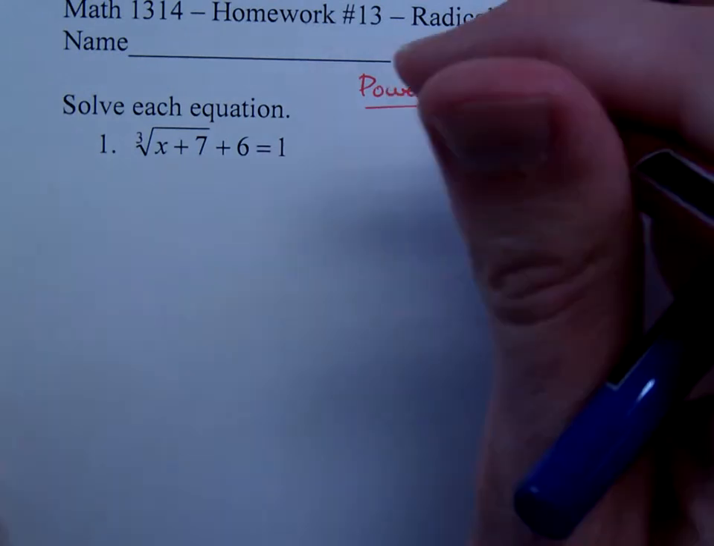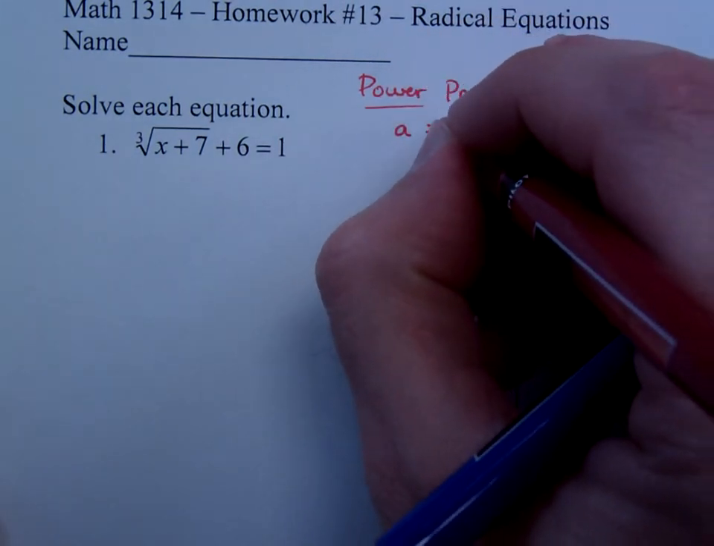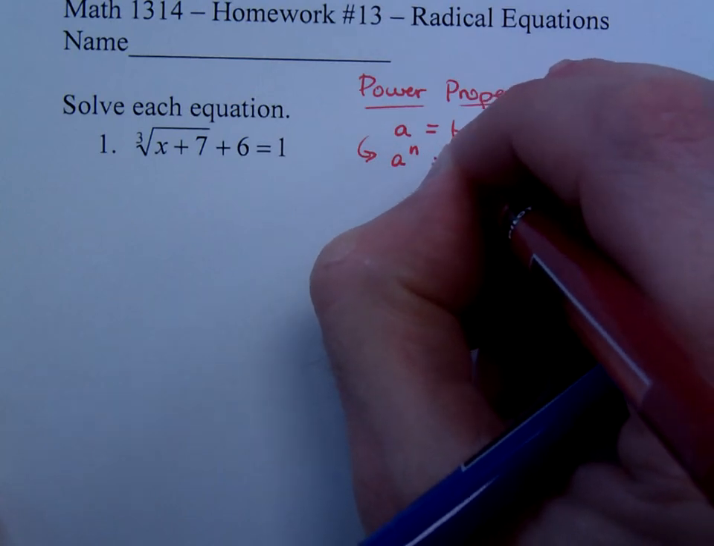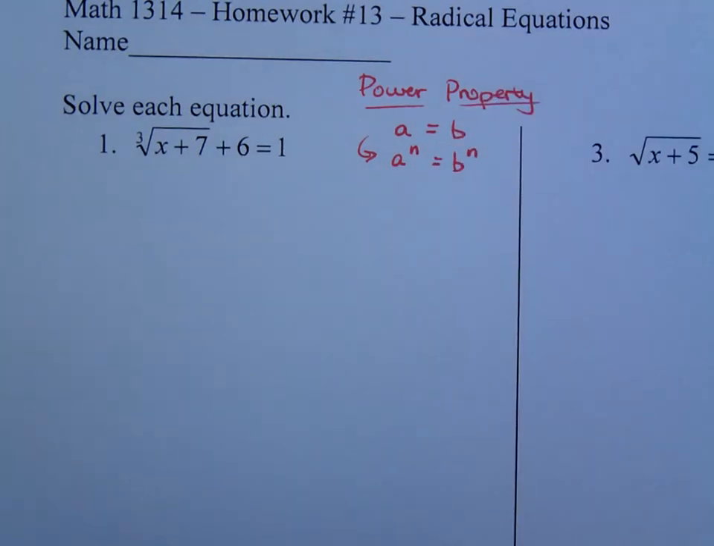And basically what we do is that we get to say that if you have a equals b, then you can raise both sides of the equation to the same power, and you can still find solutions to the original equation. You just have to be careful, and you actually have to check your solutions. And you don't want to use the power property until you have a radical by itself.